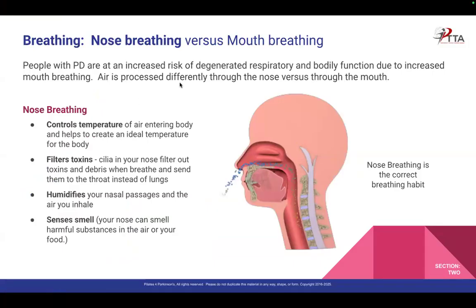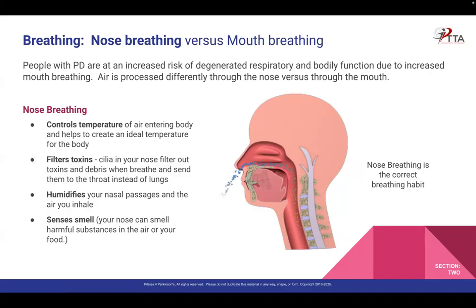We need to talk about nose breathing versus mouth breathing. People with PD are at an increased risk of degenerated respiratory and bodily function because of mouth breathing. Air is processed very differently when it comes through the nose versus when it comes in through the mouth.